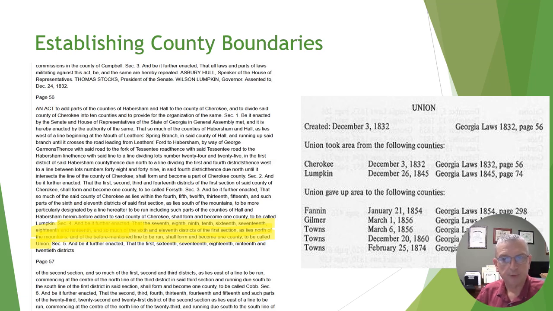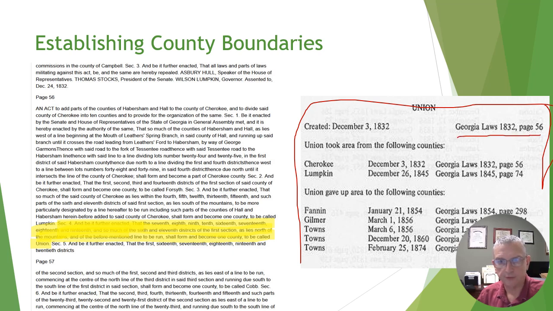I'm pulling an example here of Union County simply because I worked on a project in Union County earlier this year, so I had the material close at hand. You read the book that Ingrid Shields put together, Georgia Counties, Their Changing Boundaries. And this is an excerpt from that book right here over on the right. This is what's listed for Union County. And you'll see that it was originally formed by Georgia Laws 1832, page 56.